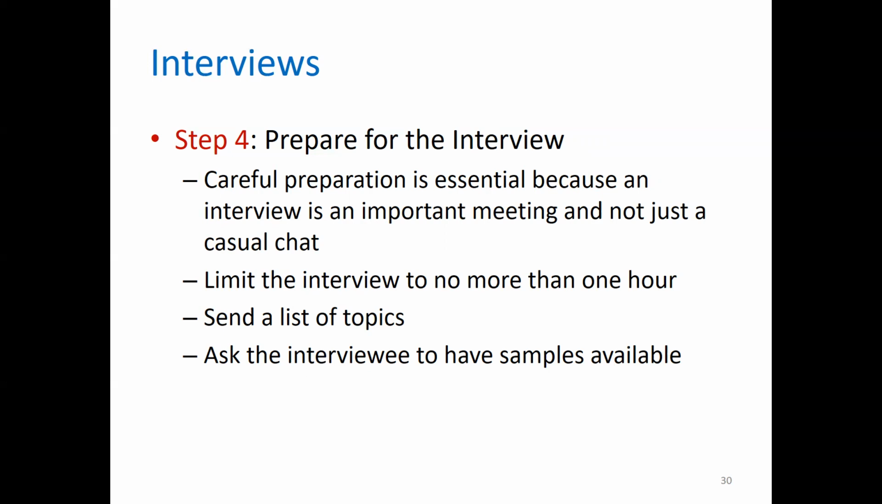Okay, send a list of topics. You can also do that. You can send a list of topics via an email beforehand, so that they will be prepared, and ask the interviewee to have samples available. So when you send them an email with a list of topics, generally in some places where you might need text and figures, or graphical data, you can ask the interviewee to have some samples available. Okay, and they will gladly bring it.